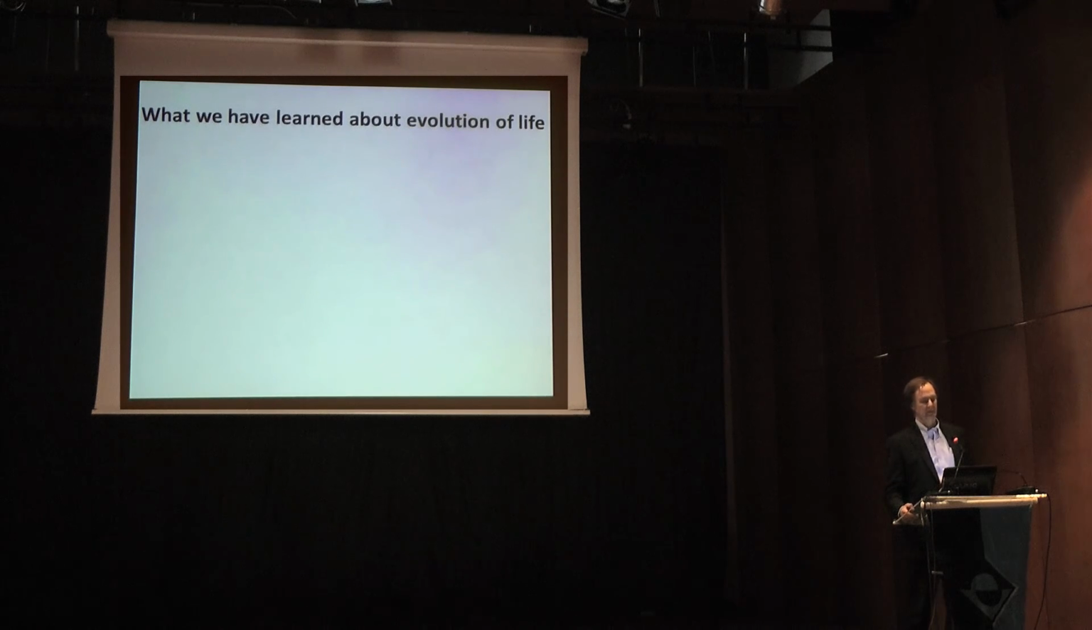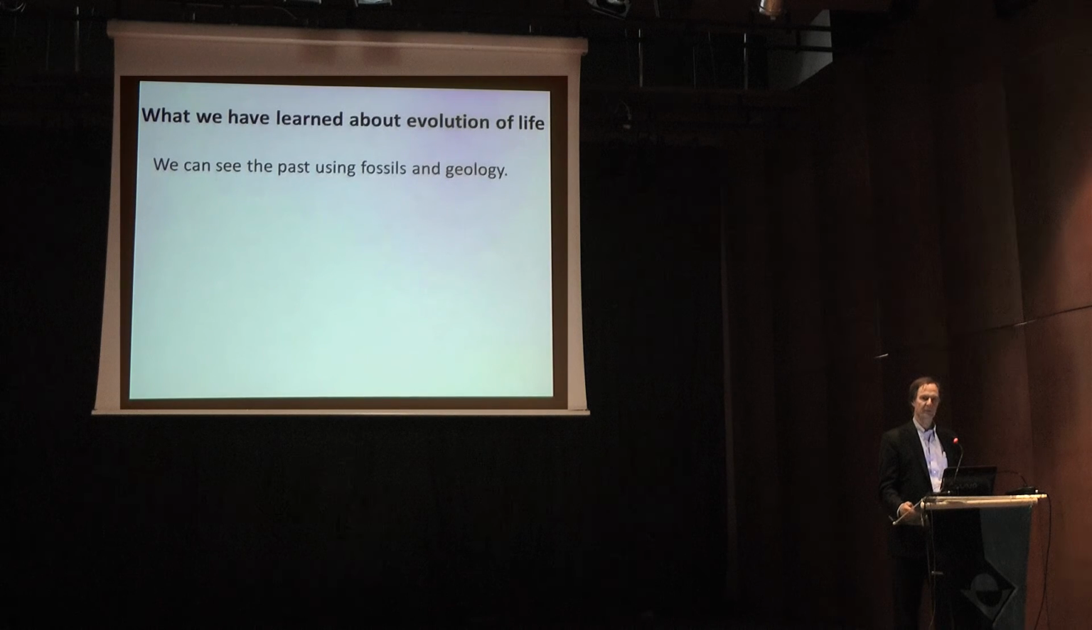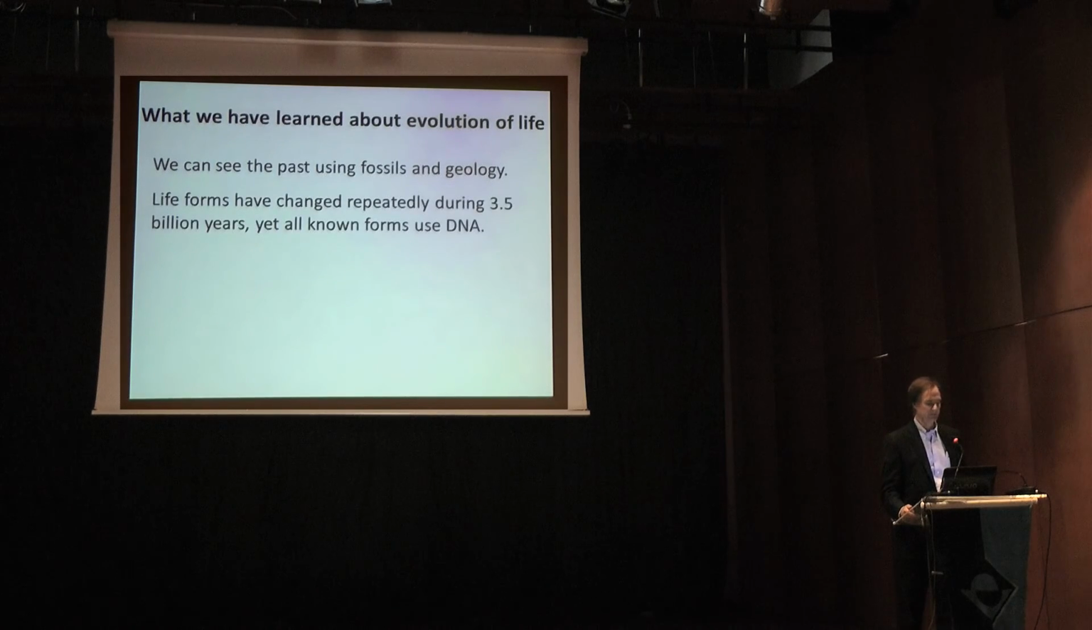What have these studies taught us about the evolution of life on the Earth? First, we found that we can see the past not using telescopes on Earth, but using fossils and geology and the geologic record. We've learned that life forms have changed repeatedly during about 3.5 billion years, the period of time for which we have fossils out of the 4.5 billion year age of the Earth.